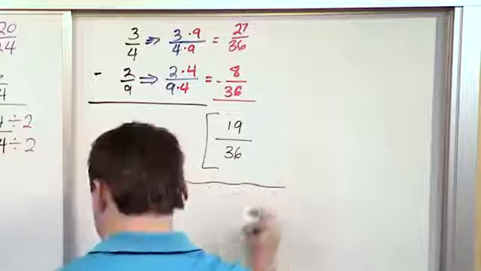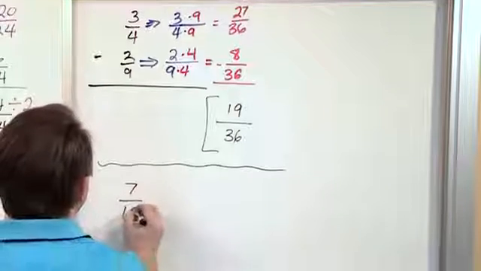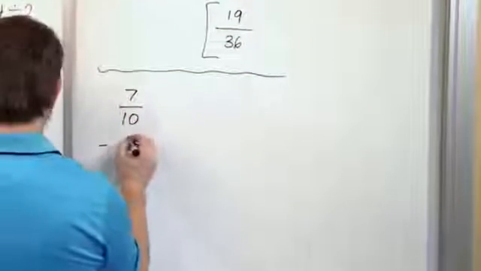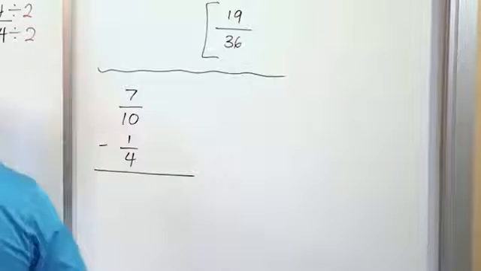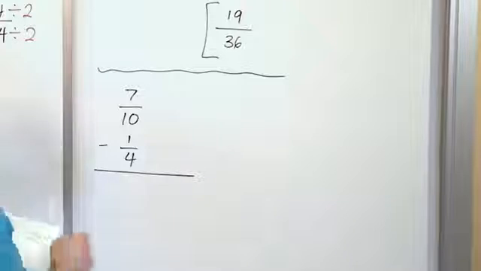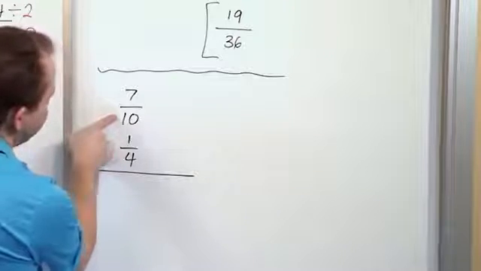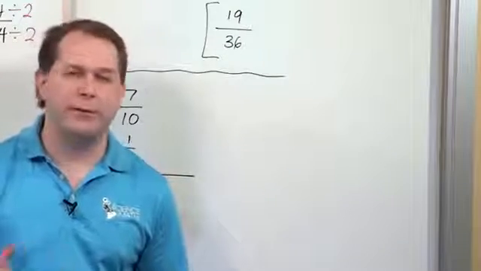All right. Just a couple more. We want to build our skills. All right. What if we have 7/10 and we're subtracting 1/4. All right, so I have 10 and 4, and you know, there's lots of choices I can choose. I know that I can choose 40, right, because 10 times 4 is 40, so of course I can choose 40 as a common denominator. That would be perfectly fine.